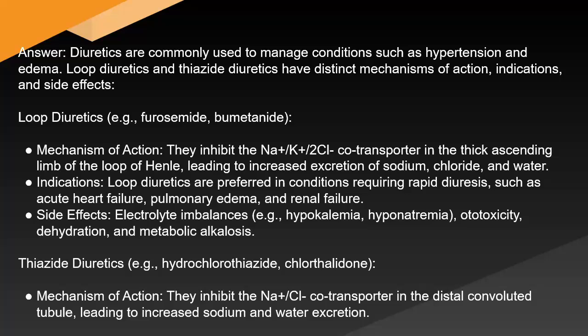Loop diuretics, e.g., furosemide, bumetanide. Mechanism of action: they inhibit the Na-K-2Cl cotransporter in the thick ascending limb of the loop of Henle, leading to increased excretion of sodium chloride and water. Indications: loop diuretics are preferred in conditions requiring rapid diuresis such as acute heart failure, pulmonary edema, and renal failure. Side effects: electrolyte imbalances, e.g., hypokalemia, hyponatremia, ototoxicity, dehydration, and metabolic alkalosis.